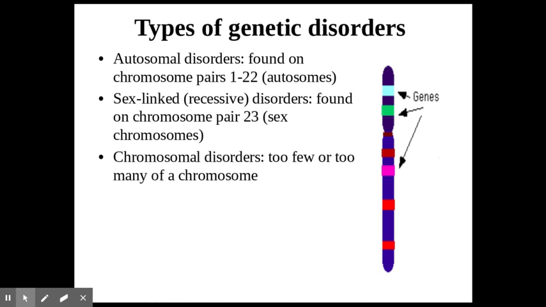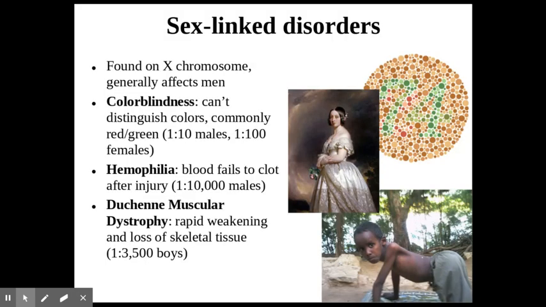Then you have sex linked or recessive disorders that are found on chromosome pair 23, which are your sex chromosomes. Chromosome disorders are where too few or too many of the chromosomes can cause them. Sex linked disorders are found on the X chromosome and generally affect men.